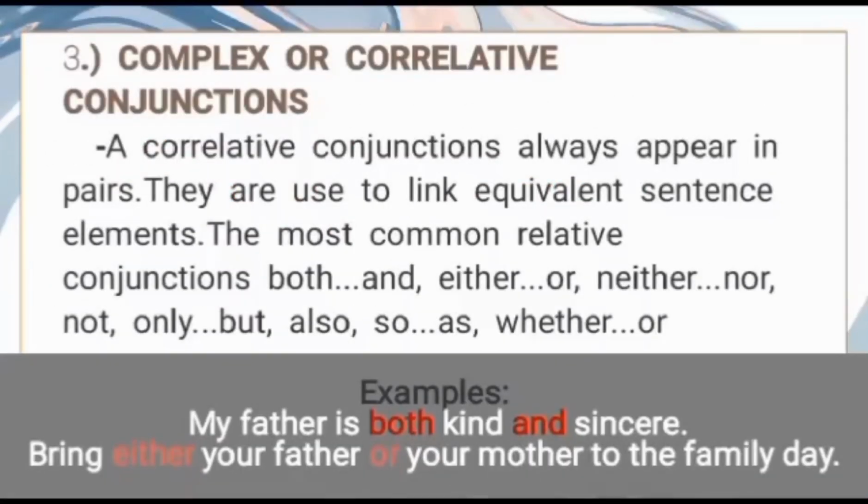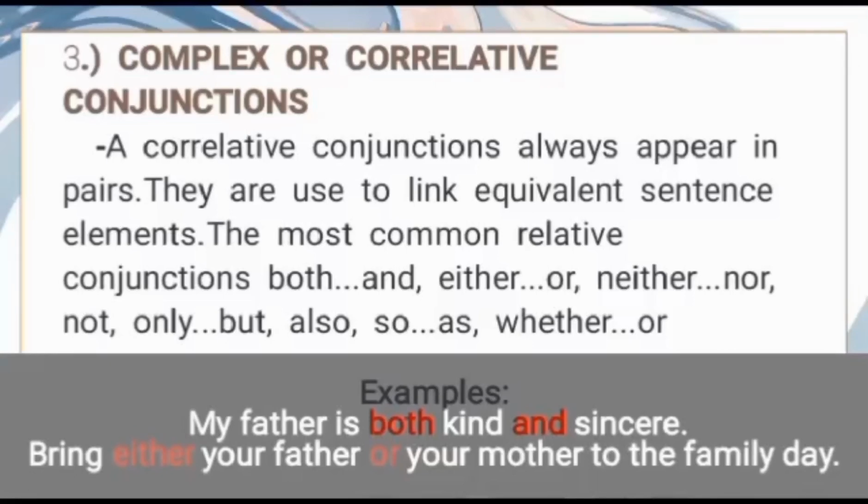Next, complex or correlative conjunctions. Correlative conjunctions always appear in pairs. They are used to link equivalent sentence elements. The most common correlative conjunctions: both...and, either...or, neither...nor, not only...but also, so...as, whether...or. So, correlative conjunctions connect two equal words, phrases, and clauses.